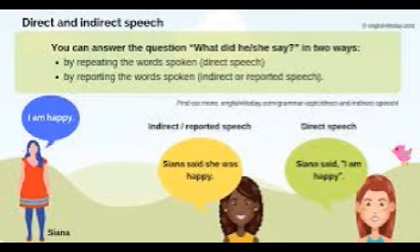The teacher said, "The sun rises in the east." It's a universal truth. The teacher said that the sun rises in the east. See, there is no change in the tense. The sun rises in the east is a universal truth, and it is in the simple present tense, and therefore there is no change in the indirect speech either. The teacher said that the sun rises in the east. The only change that happens is the way it is reported.